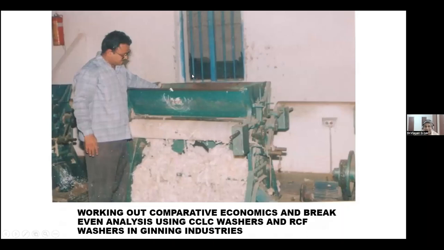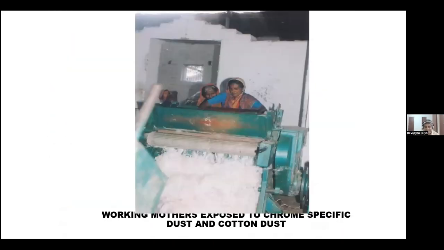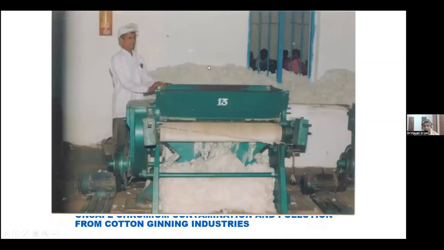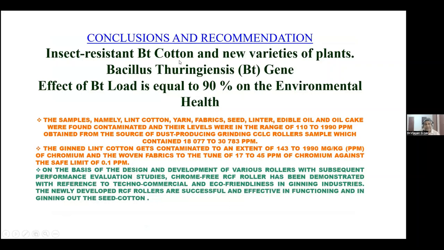Environmental quality function means understanding the variations with respect to tau, that is delta plus tau, delta minus tau. Tau is a deviation. That will be my next paper. And this is how this worker was affected. The person had considerable cancer effects and ultimately died due to the synergistic poisoning. For the insect-resistant BT cotton new varieties, Bacillus thuringiensis, the effect of BT load is equal to 90% on environmental health.